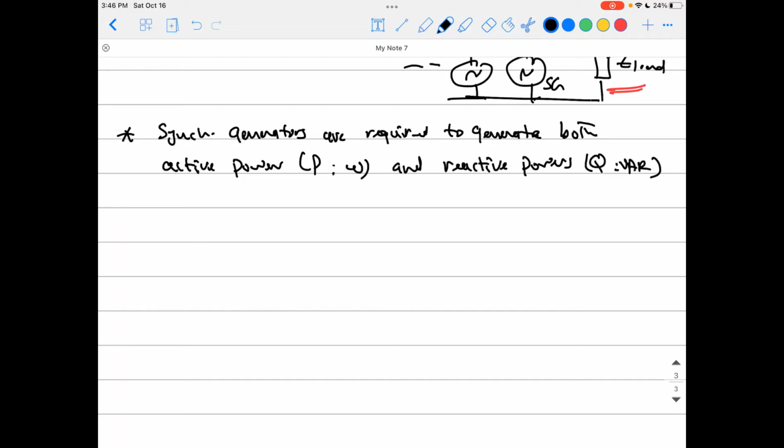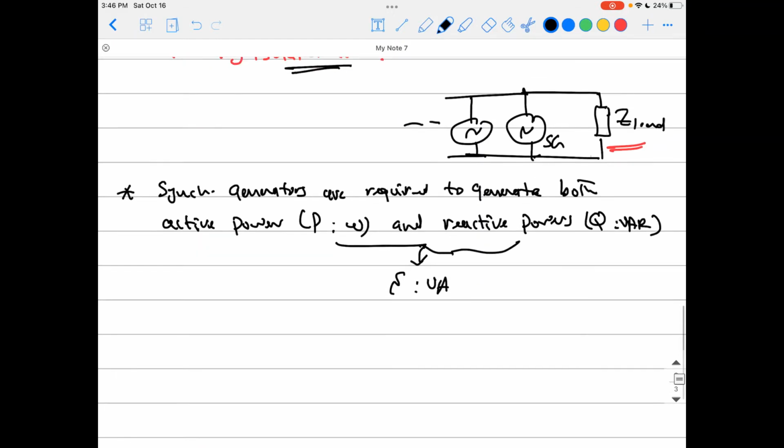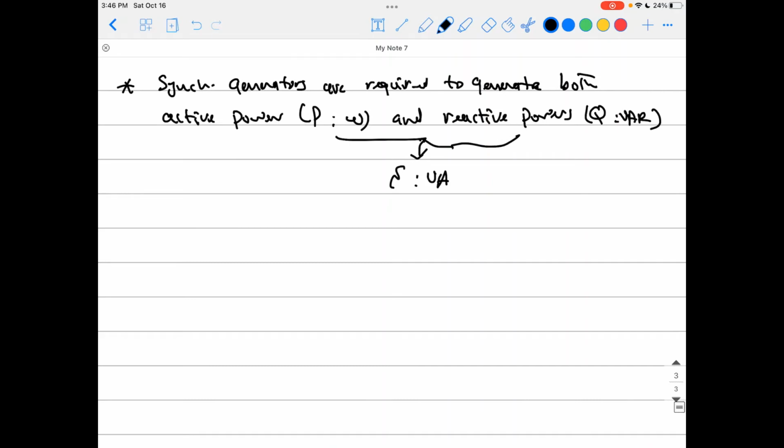Okay, that means you need the combination of Q and P, which is giving you the S in volt amperes, the apparent power. Okay, so like we said, it's an AC machine feeding AC loads most of the time, so that means you need to just feed the loads with their requirements, whether it's P and Q. So the generator has to generate both of them. Okay, the active power.